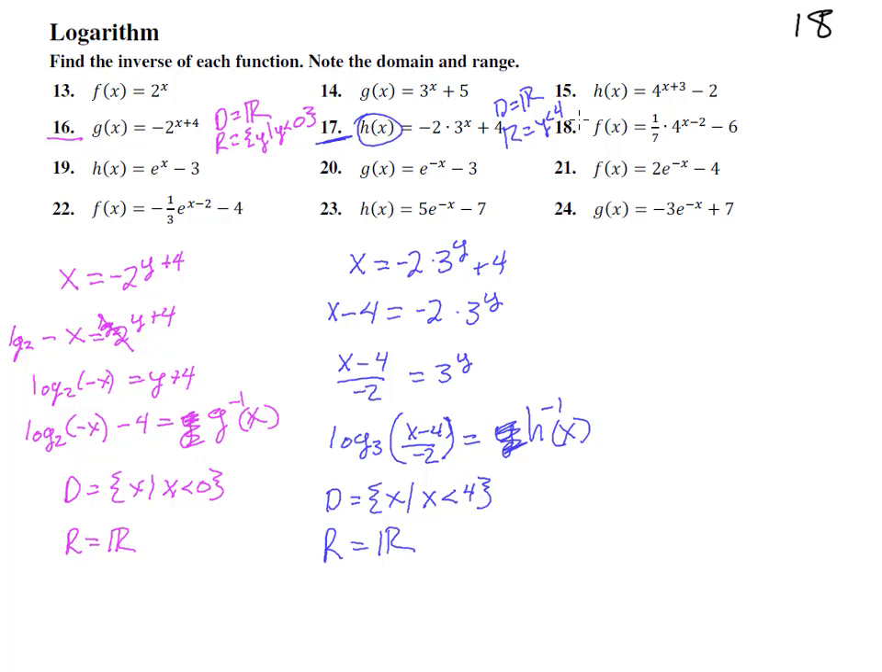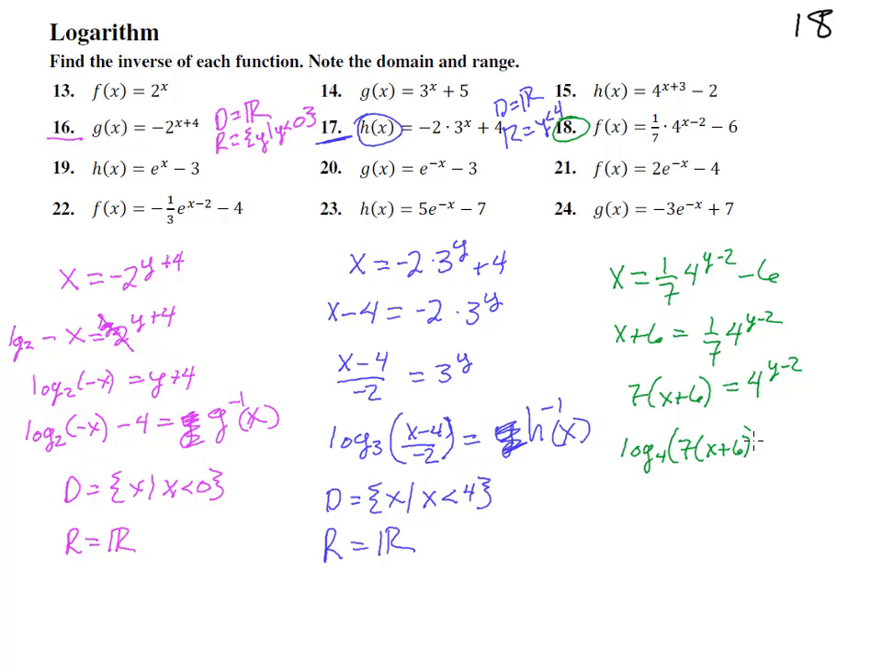All right, 18. Let's try 18 now. Switch the x and the y places. So we have x equals 1/7 times 4 to the y minus 2, minus 6. Okay, peel these off from the outside in. Add 6 to both sides and we get x plus 6 equals 1/7 times 4 to the y minus 2. Now times both sides by 7, so we get 7 times (x plus 6) equals 4 to the y minus 2. Log base 4 both sides, so we get log base 4 of 7 times (x plus 6) equals y minus 2. Now add 2. So we get log base 4 of 7 times (x plus 6), plus 2 equals y. And y is f inverse in this case. So y is now f inverse of x.